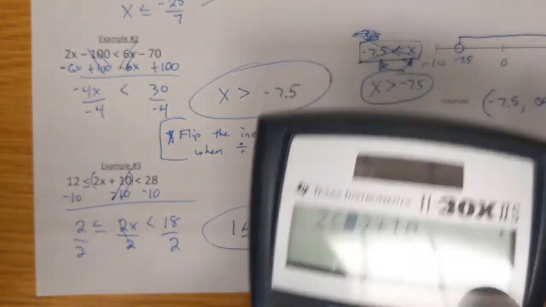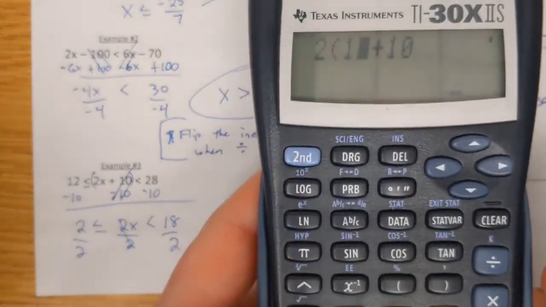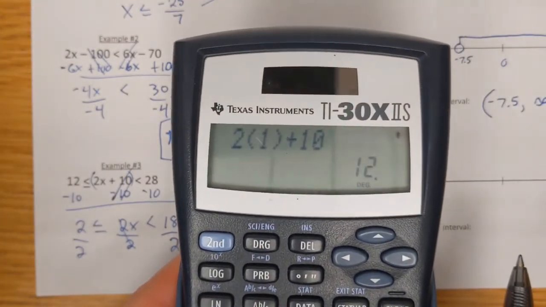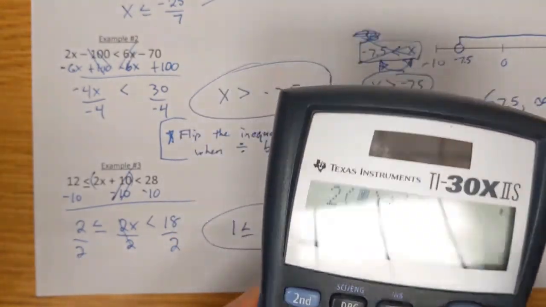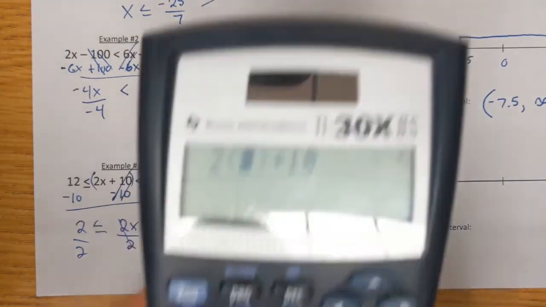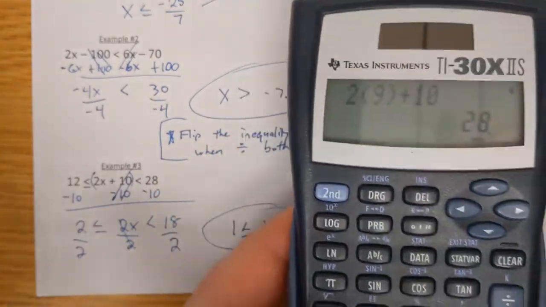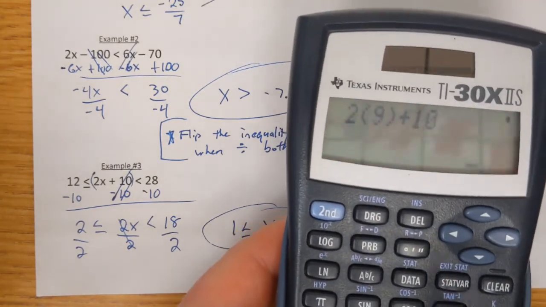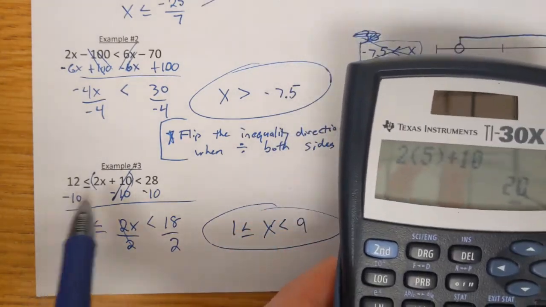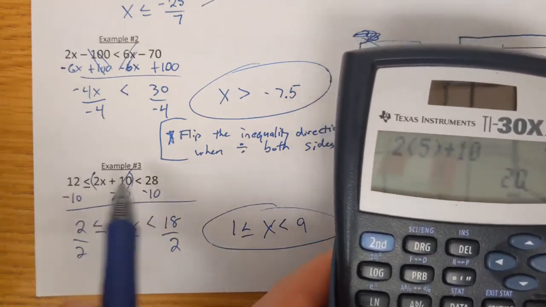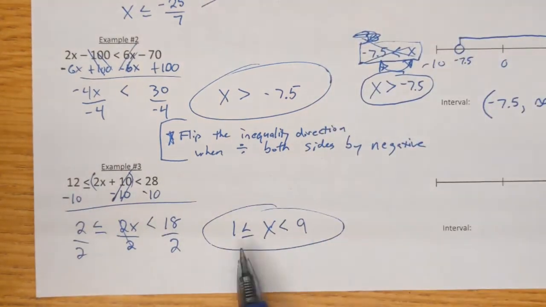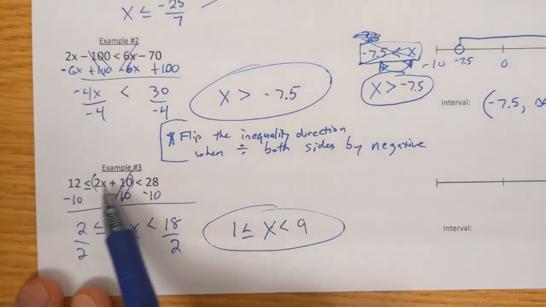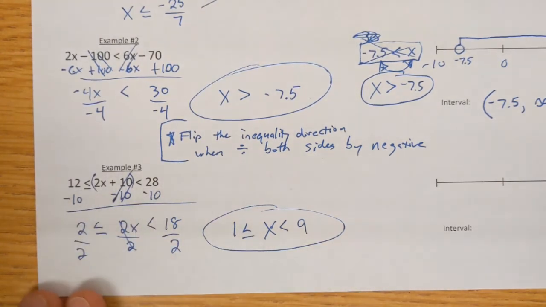Okay? As a matter of fact, the 1, if I were to plug a 1 in for x, I would get an answer of 12. If I were to plug a 9 in for x, I would get an answer of 28. And so then any number in between, any number like 5, of course it's going to make the 2x plus 10 fall in this range. All right, so any of these values of x will give a satisfactory answer to the original problem.